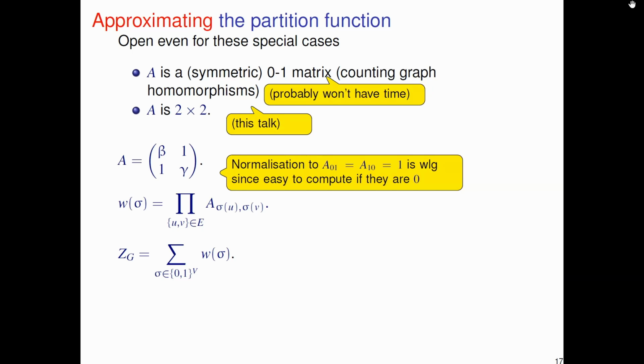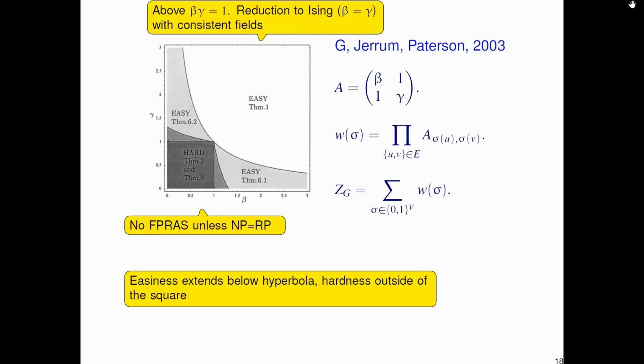And I've only got 2 parameters in play. So the weight of a configuration: every edge that's 0,0 gives me a factor of beta, and every edge that's 1,1 gives me a factor of gamma, and that's what there is. Okay, and now we're going to talk about this case. So we started considering this problem, which is not finished, back in 2003.